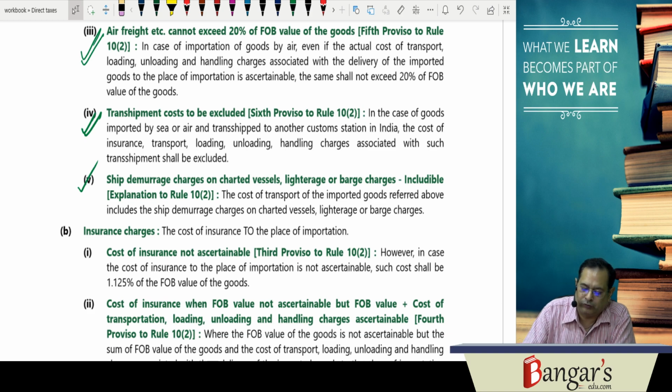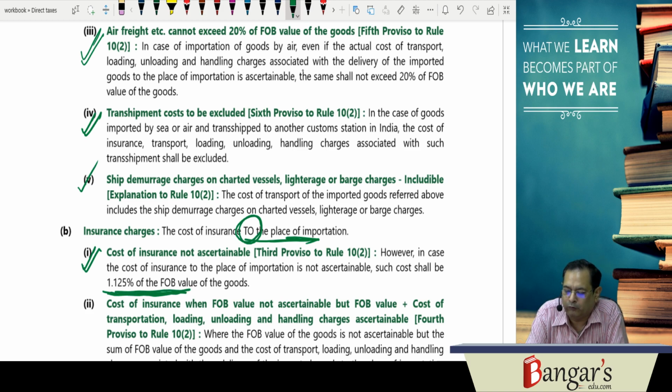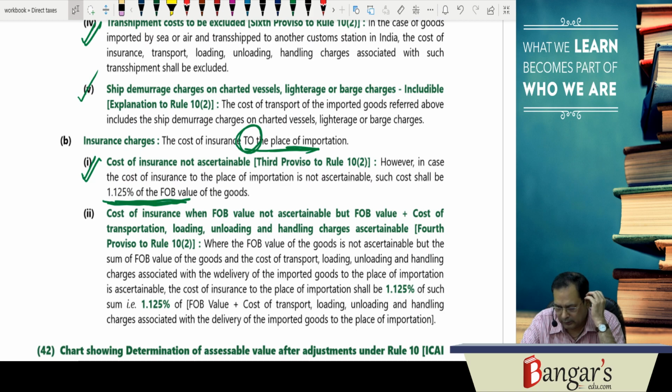Then insurance charges is to be added. Cost of insurance to the place of importation is to be added. If cost of insurance is not ascertainable, it will be 1.125% of the FOB value. And cost of insurance where FOB value is not ascertainable, then it will be what? 1.125% of the FOB value plus the cost of transport.